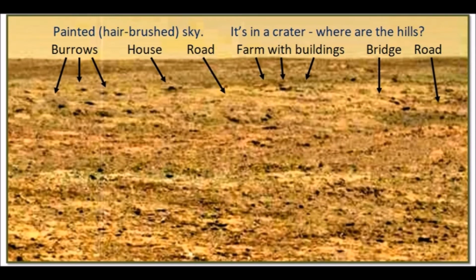Biggest problem is the sky has all been painted over by NASA. I mean, there should be mountains we should be able to see, but it's in a crater, so why not? Where are all the hills? That's what I'd like to know. Just look clearly, you can see how it's all been painted over.